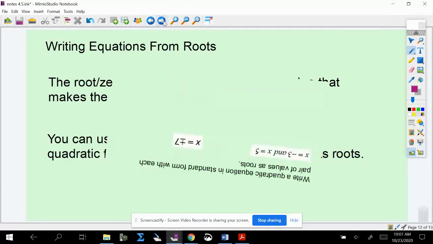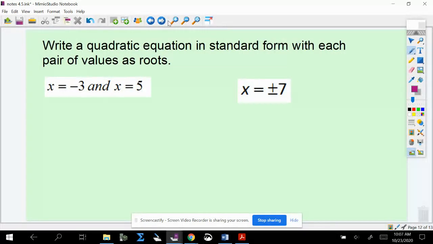So here's what the problems will look like. You will be given the list of the two solutions, and it will always be two solutions. And from those solutions, you're going to write the factor that goes with it, and then you're going to multiply those factors together. So if you know that -3 is a solution or a root, the factor that goes with it is x plus 3. If you know that 5 is a solution or a root, then the factor that goes with it is x minus 5. You will be asked when you do Delta Math to multiply these together and write your answer in standard form. So you will have to FOIL after you write them.